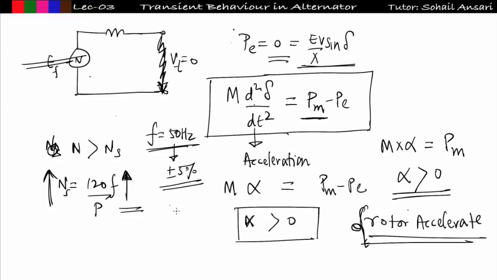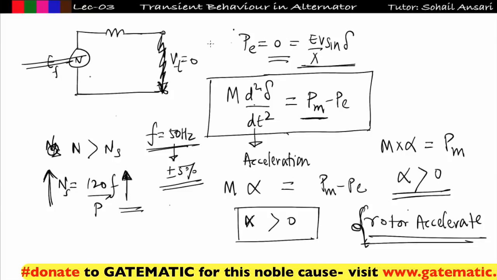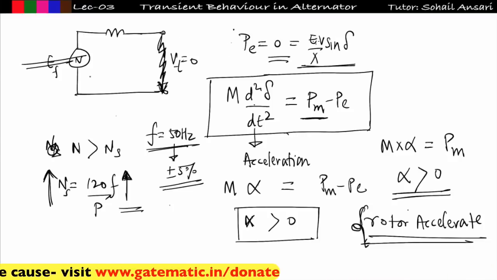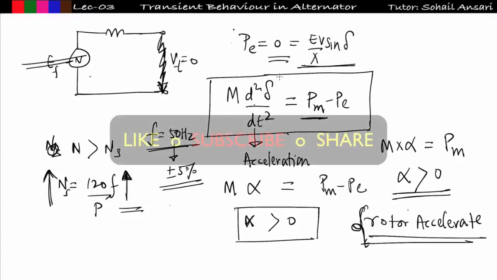I wanted to discuss this here because you should know the effect of a short circuit fault. So this much concept you should know before starting faults. In the next lecture we will start the introduction to faults. Before starting faults, you should know the transient behavior of the alternator as well as the transient behavior in the transmission line. After that we will start the introduction to faults from the next lecture.